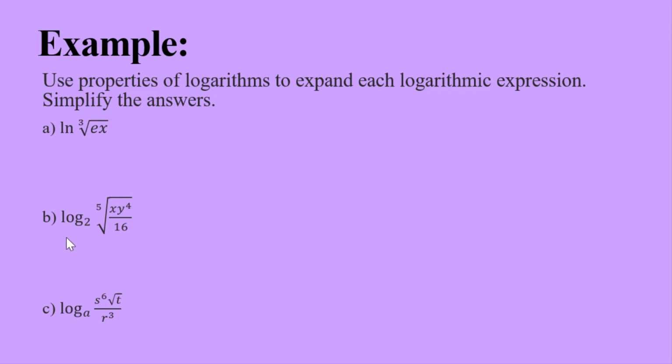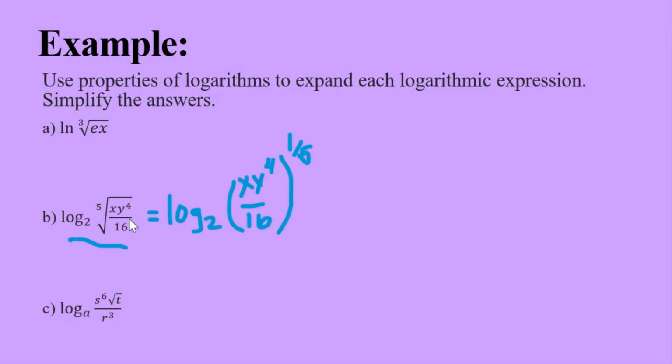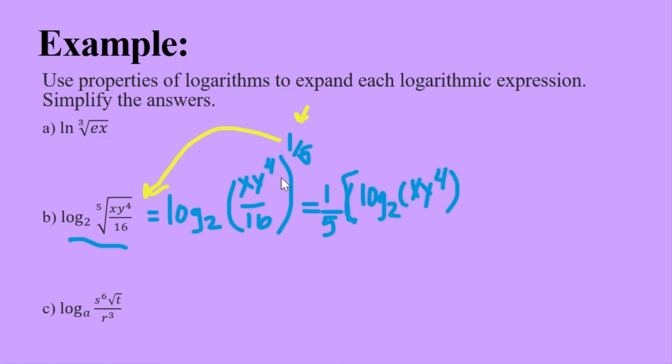Let's now take a look at our second example here. Log base 2 of the 5th root of x times y to the 4th over 16. So again, we have this function under a radical, so let's see if we can rewrite this function raised to a power. So we now have everything that was under the radical now raised to the 1/5 power. So since we have a power, we know we can apply the power rule. We'll just bring that exponent down to the front. So we first can begin writing the 1/5 in front, log base 2 of my top function.